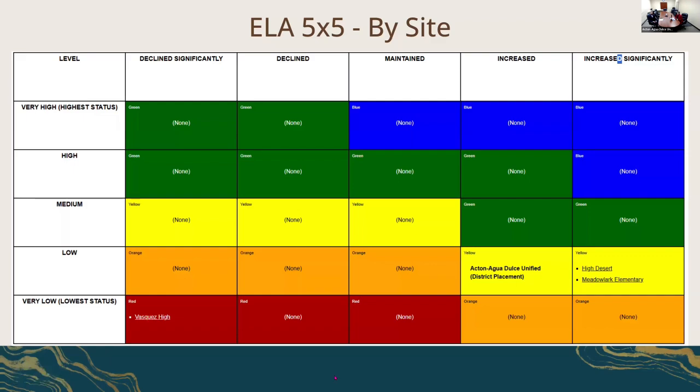That's the 5x5 grid. I like to use this grid because it shows you on the side whether we're very low, up to high, and it shows you across the top if you've made increases. So it kind of gives you data both ways.